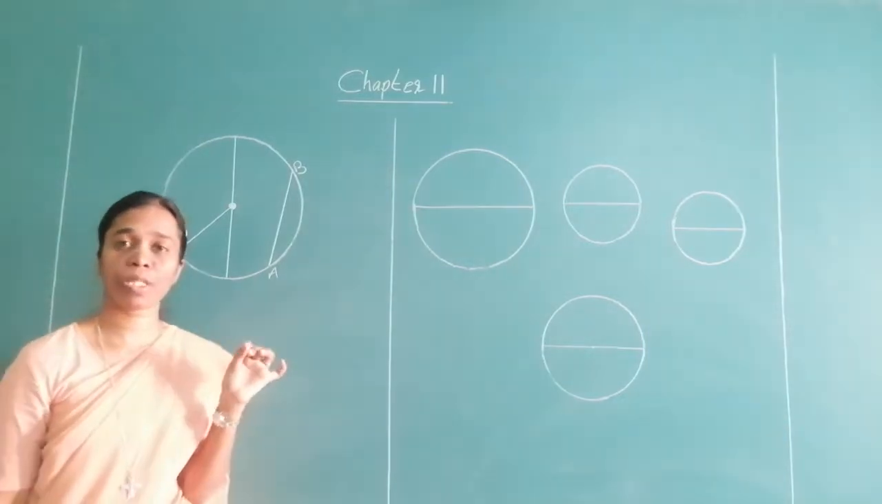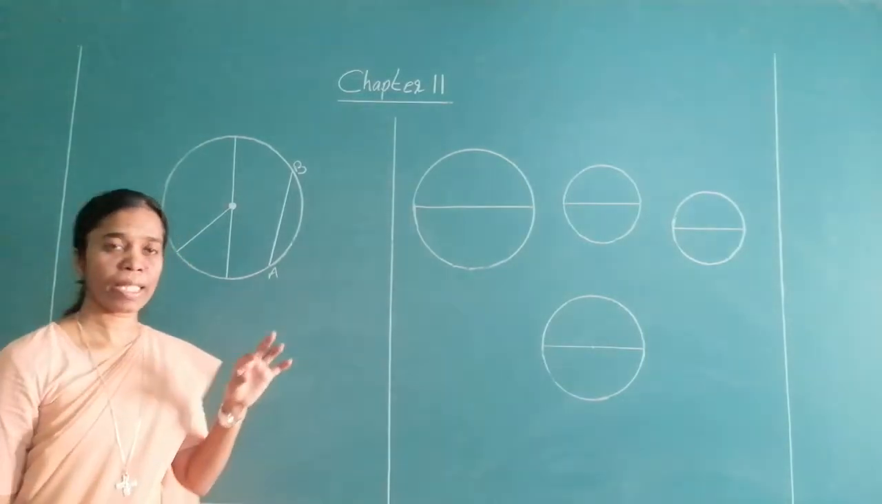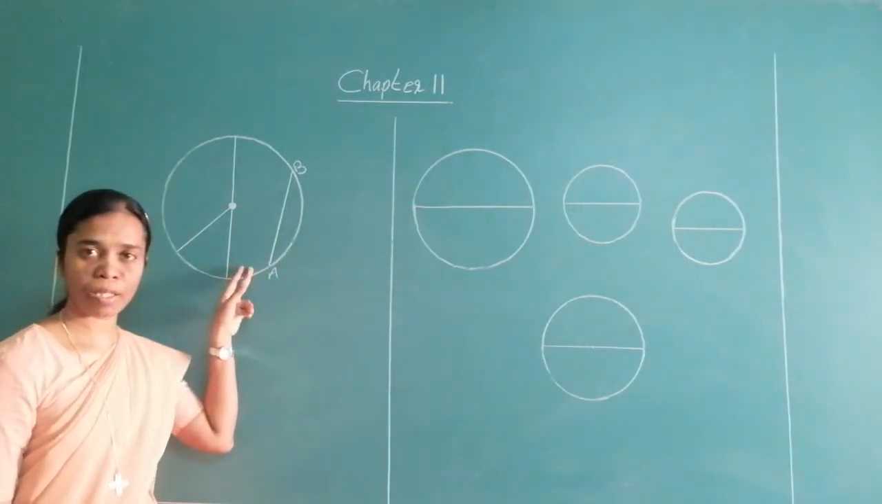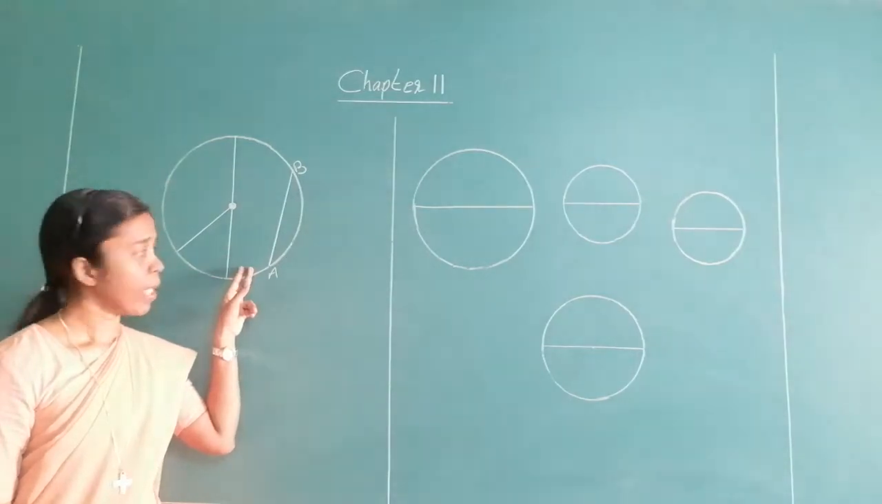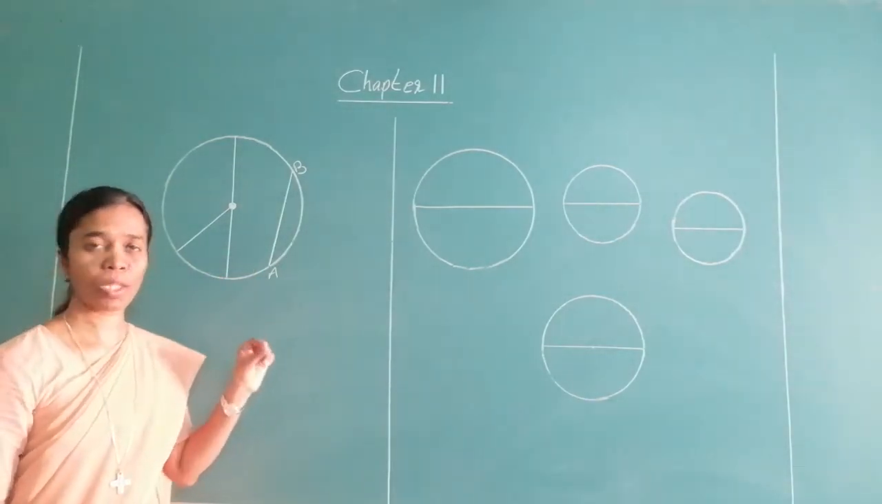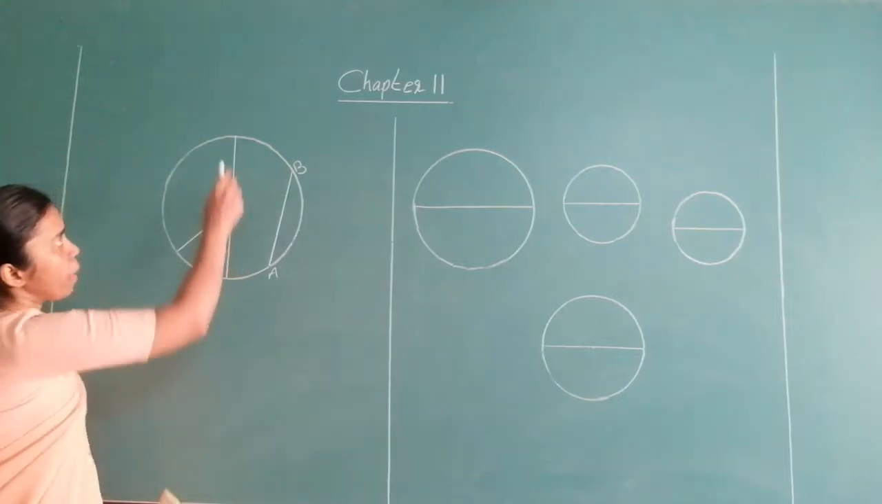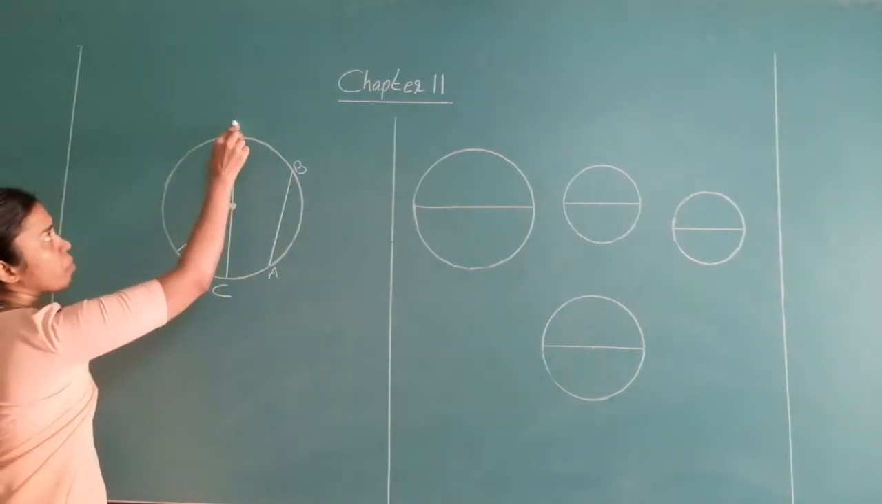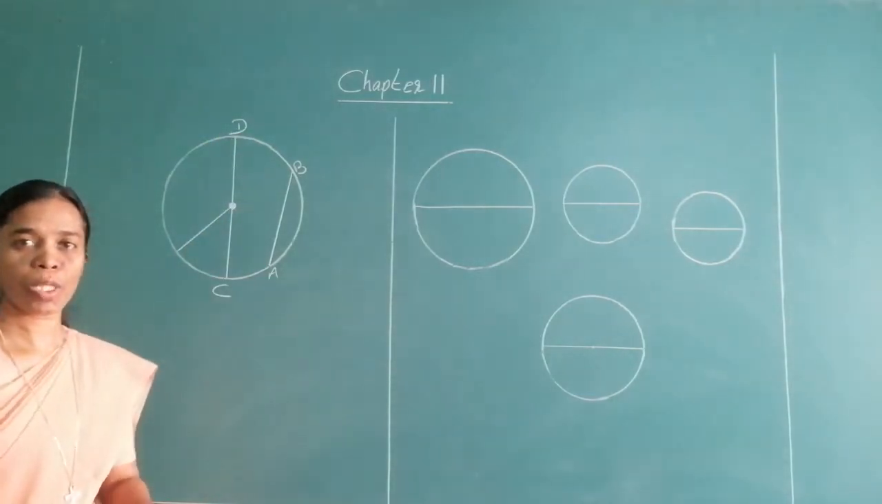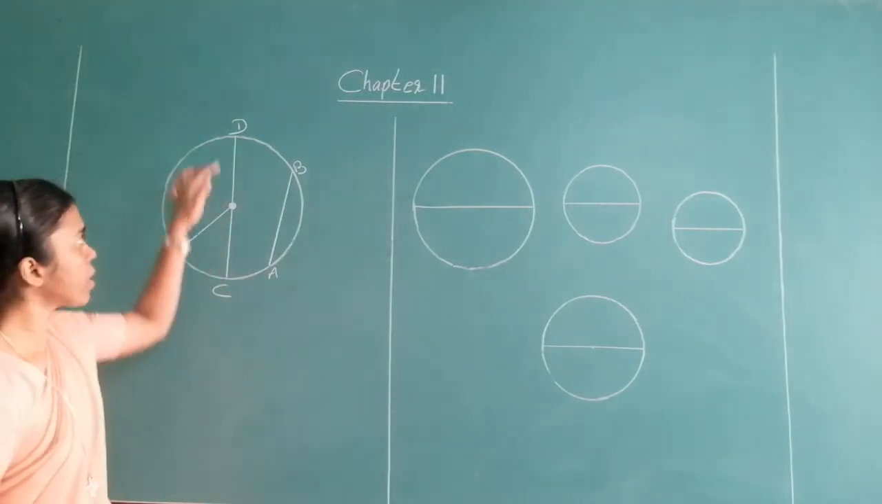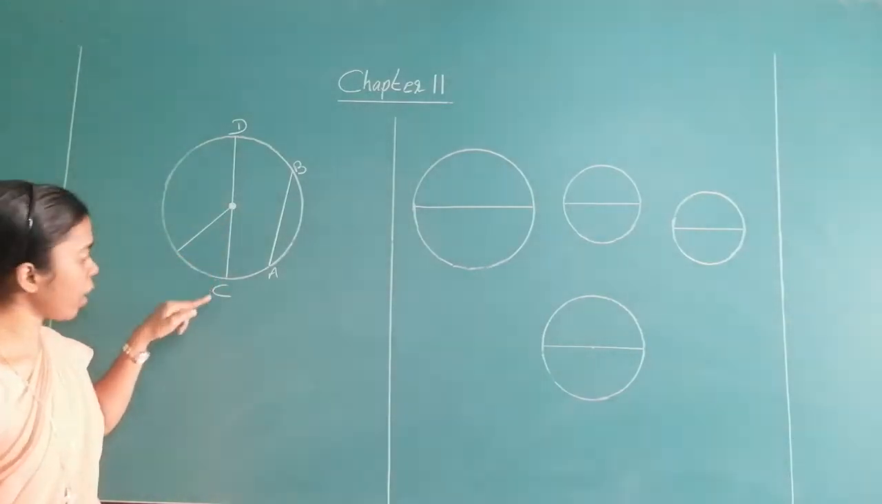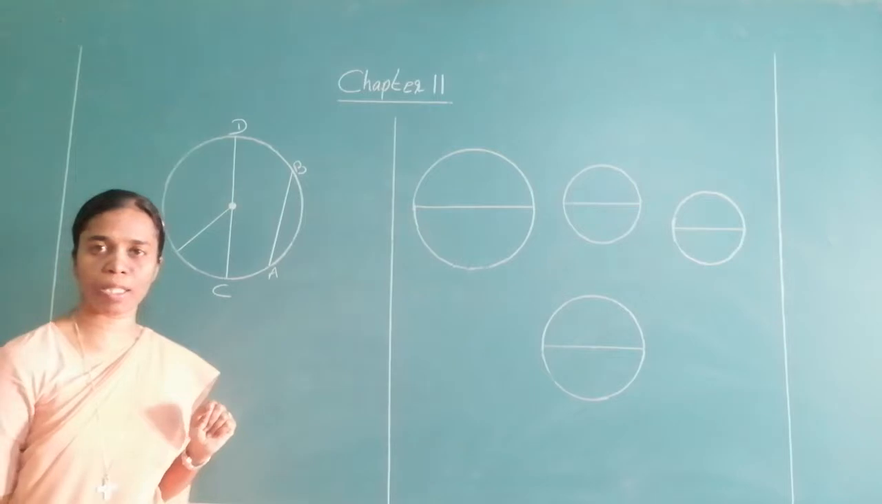I repeat, what is a chord? A chord is a segment joining any 2 points on the circle. So can this be a chord? Yes. This also is a chord. It is a segment joining any 2 points on the circle.